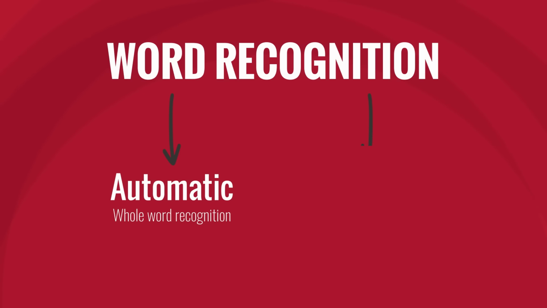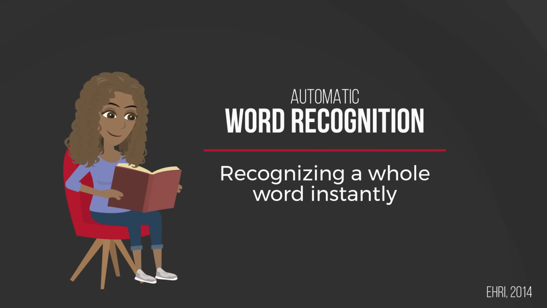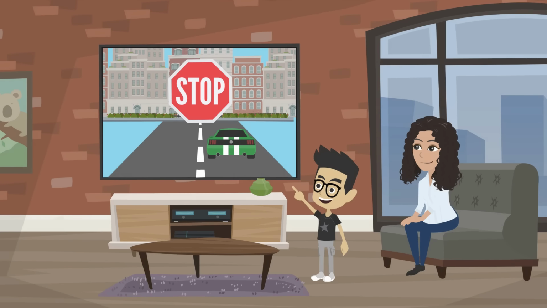There is general agreement that there are two paths to word recognition. Words are either automatically recognized or decoded. When you recognize a whole word instantly, that is automatic word recognition. For skilled readers, almost all words are read instantly from memory by sight. Young kids may also automatically recognize words from their environment, but this recognition is different from the automatic word recognition of older, skilled readers. The automatic word recognition of young children is called logographic or pictorial word recognition.